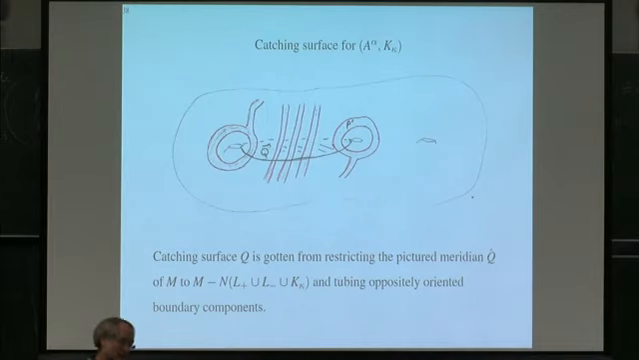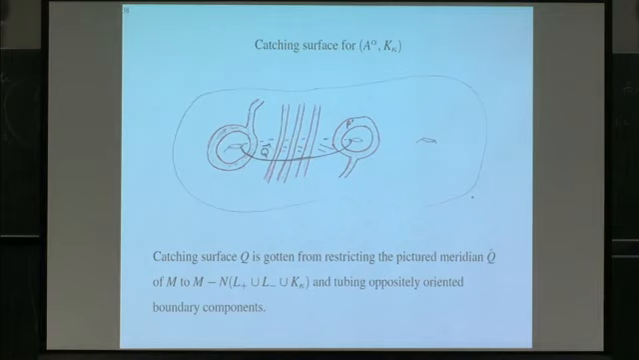So I'll just tube boundary components that are oppositely oriented to get my catching surface. And then because the intersection number was non-zero, I know I'll have some boundary curves left after I tube oppositely oriented ones. So I get a catching surface for this situation, and then the previous theorem shows that the bridge number has to go up for these knots. So that's basically the argument.